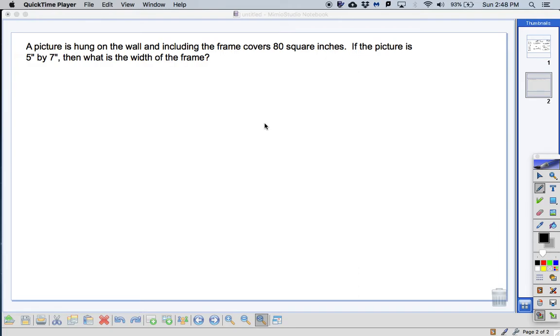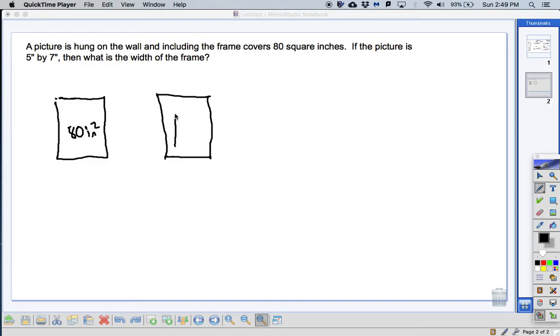Okay, here's your level 3 and 4 practice for writing quadratics. So I got a problem here, and anytime you have a problem, first thing you should always do is draw a picture. So what I got is some type of a picture. Looks like this. And it says that this dimension here is 80 square inches.